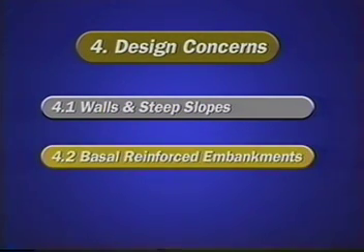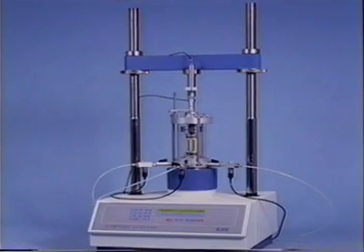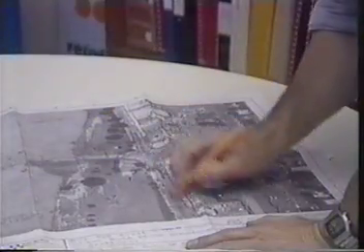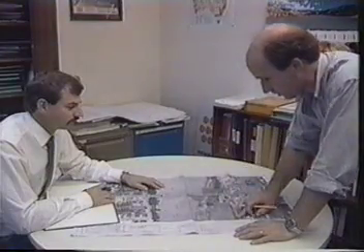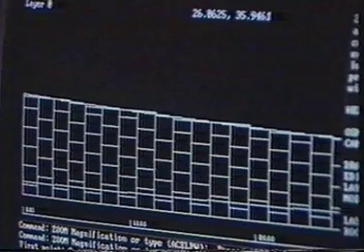Design of basal reinforced embankments is carried out in two separate stages. Stage 1 is to make a long-term analysis using drained soil shear strength parameters. The assumption is that the soft foundation soil has been completely consolidated under the imposed embankment loading. The stable long-term embankment geometry is also determined, such as the inclination of side slopes, crest width, and embankment height.